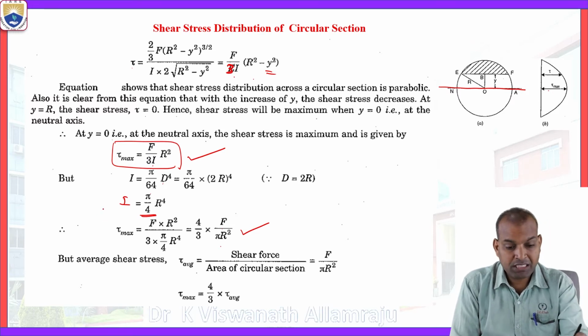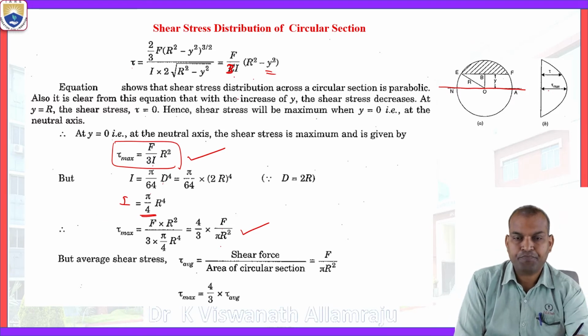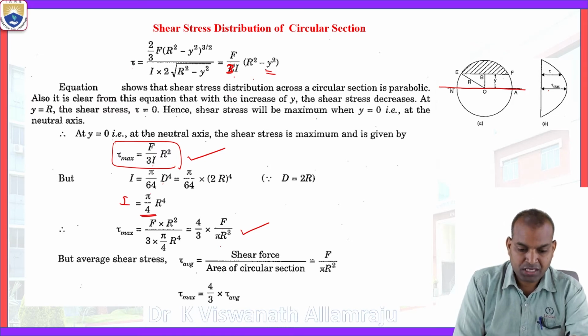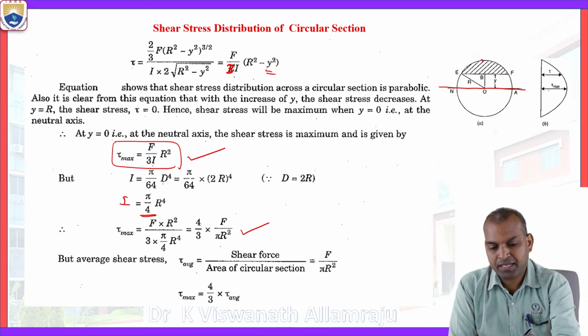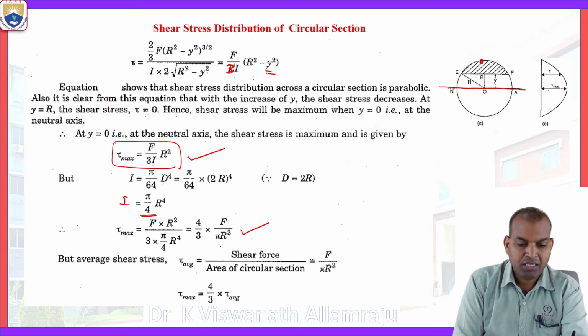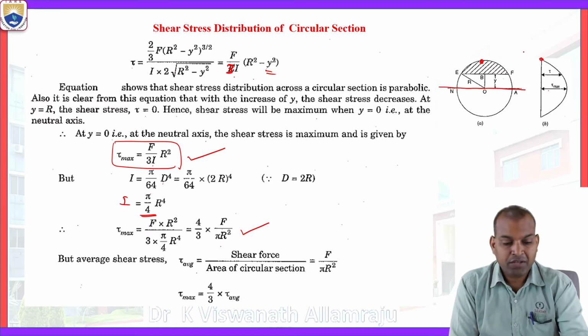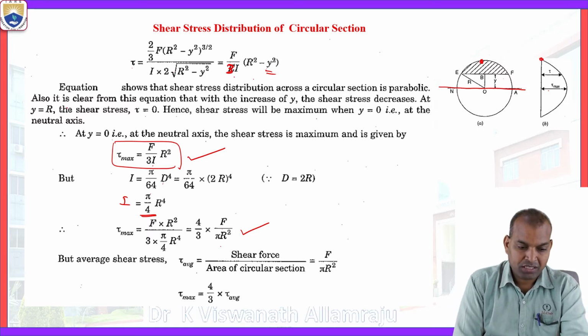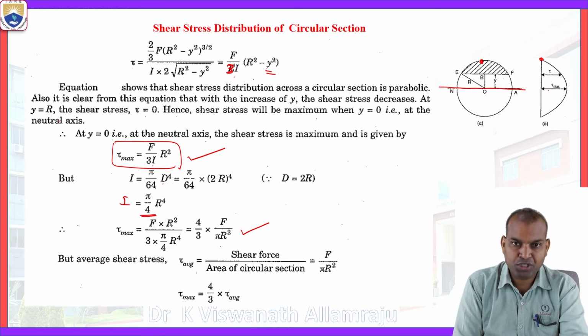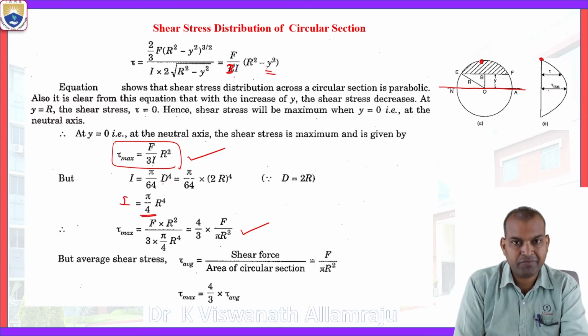Now one more thing, this is the maximum shear stress. Where will it be minimum? The minimum shear stress happens at y equal to r, at the top edge. When y equals r, the shear stress is 0. And the variation of the shear stress is parabolic. The shear stress varies parabolically across the circular section of the beam.